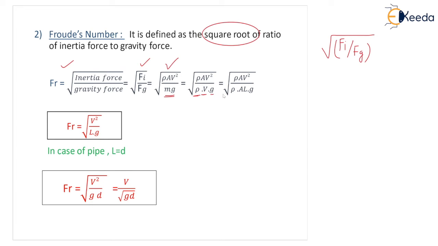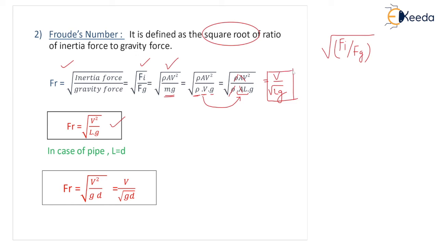So this volume can be written as area into length into g. So you can cancel rho and area. What we are getting finally is the square root of V square by Lg, that is V by root under of Lg. So you can take V out. That is what I have written here, V by root under of Lg.